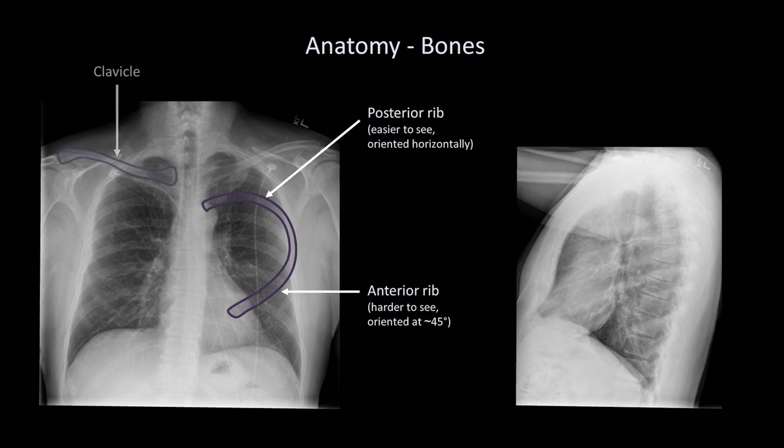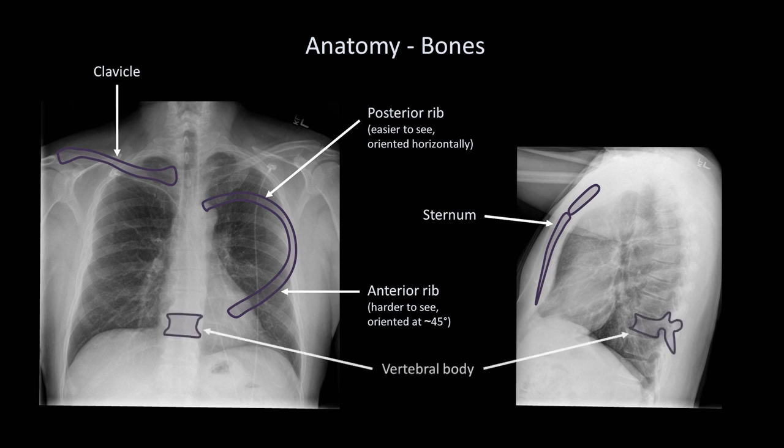The next bone is the clavicle, located up here. There's obviously a right and a left one. The sternum is sometimes visible on the lateral film, but is often obscured by soft tissue in the anterior chest wall. Then are the vertebral bodies, more easily visible on the lateral film, but usually seen on the PA as well, provided that the technical quality is adequate.